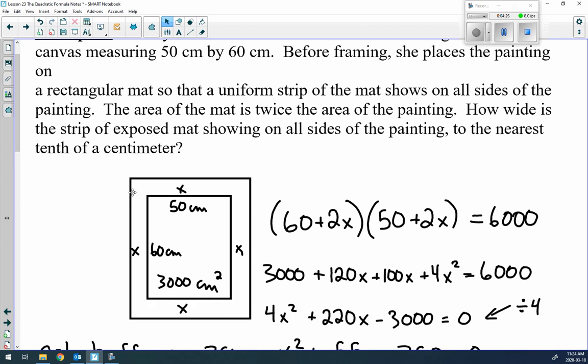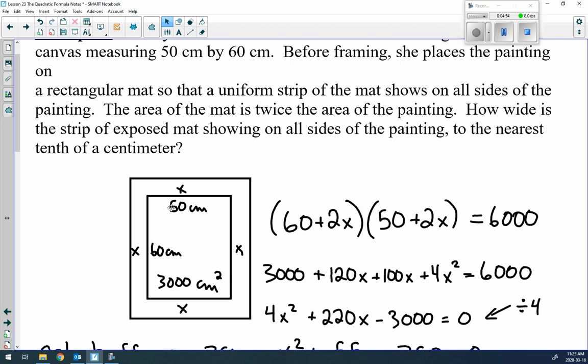Now around it is a mat, right? We're framing this, so we want this lovely mat. And it has uniform dimensions all around the outside. So this distance here between the picture and the top would be x, to the side would be x, the bottom would be x, and the side would be x. Now, if you notice in the question, it says the area of the mat is twice the area of the painting. So if the area of the painting is 3,000 square centimeters, then the area of the mat is 6,000 square centimeters. Okay?